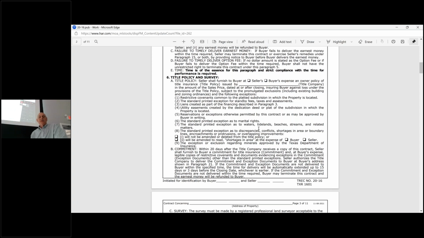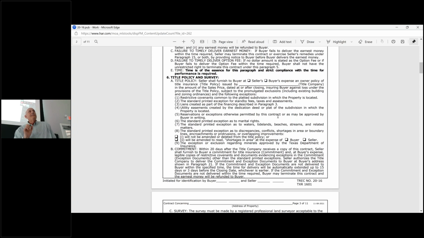I'm with you. So this is what I meant earlier when I said read a title policy or two. It'll help you to understand this contract. And what you'll see is in the title policy, it says, we're going to protect you, we're going to protect you, we're going to protect you, except if one of these things happens. Well, what are those things? It's this list right here. Discrepancies, conflicts, shortages in area or boundary lines, encroachments, protrusions, overlapping improvements. If any of these things happen, there is no insurance coverage. That's what the title policy says.